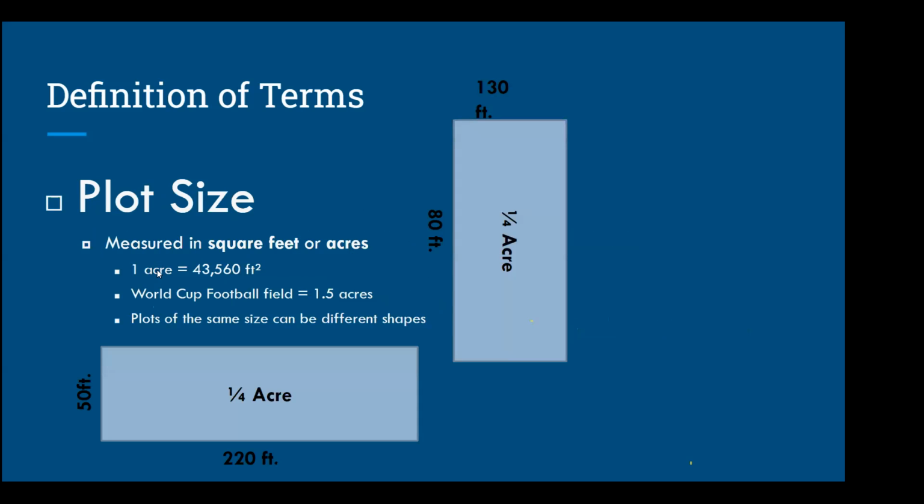So plot size is measured in square feet or acres. So 1 acre equals 43,560 feet squared. And just to put this into perspective, a World Cup football field equals 1.5 acres. And then plots of the same size can be different shapes. So as we can see, this is 1/4 acre, 50 feet by 220 feet, 130 feet by 80.